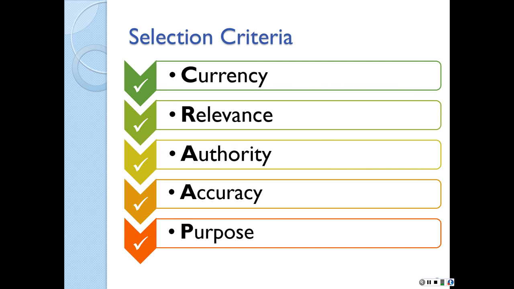This acronym should be fairly easy to remember. CRAAP, CRAP. So C stands for currency and refers to the age of the resource. In some cases, a 10-year-old book might be just fine. So I'm not saying that if a resource is a certain number of years old, it should be deselected or not added.